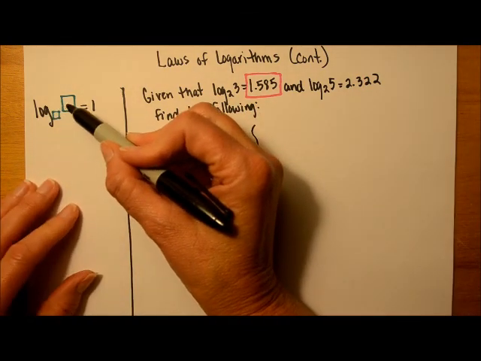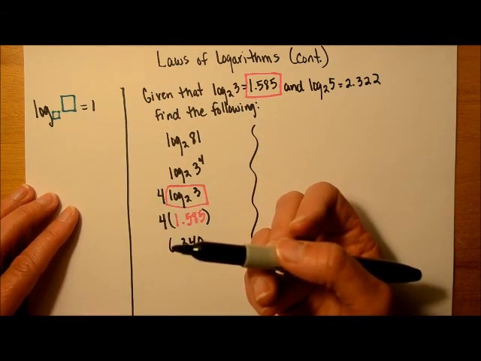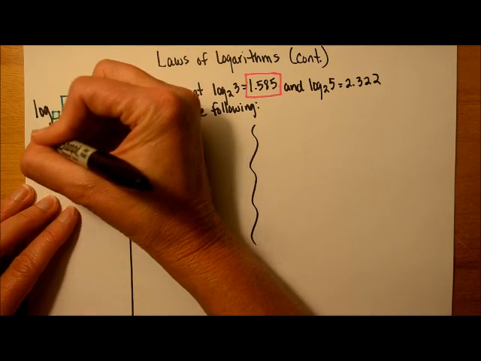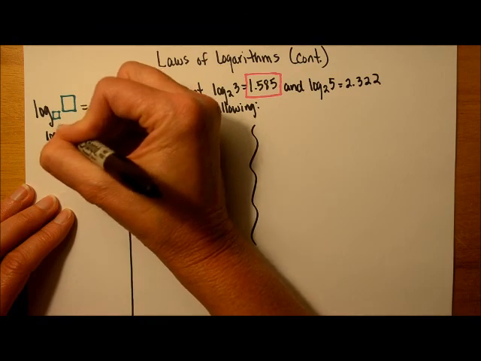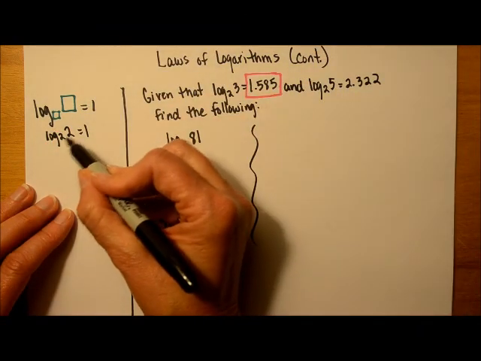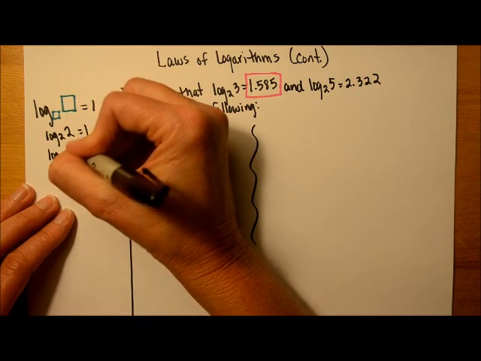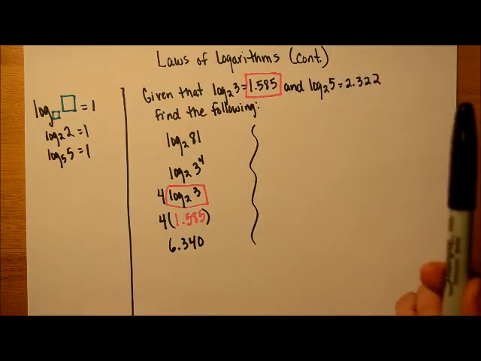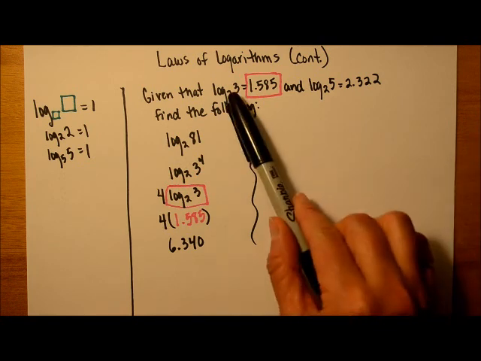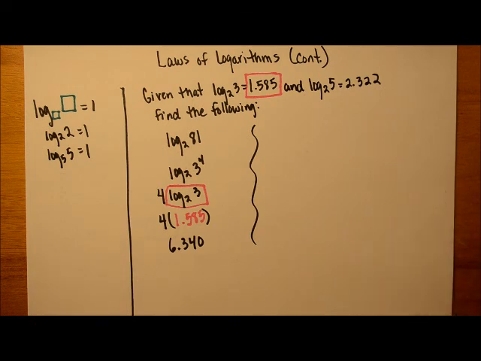Okay, if these two match right here, it equals 1. So for example, if I had log base 2 of 2, that equals 1. They match. If I had log base 5 of 5, it equals 1 because they match. So anytime they give you these, you always have another one. If they're messing with log base 2 of something, you also have log base 2 of 2, and that equals 1, and you can use that one.